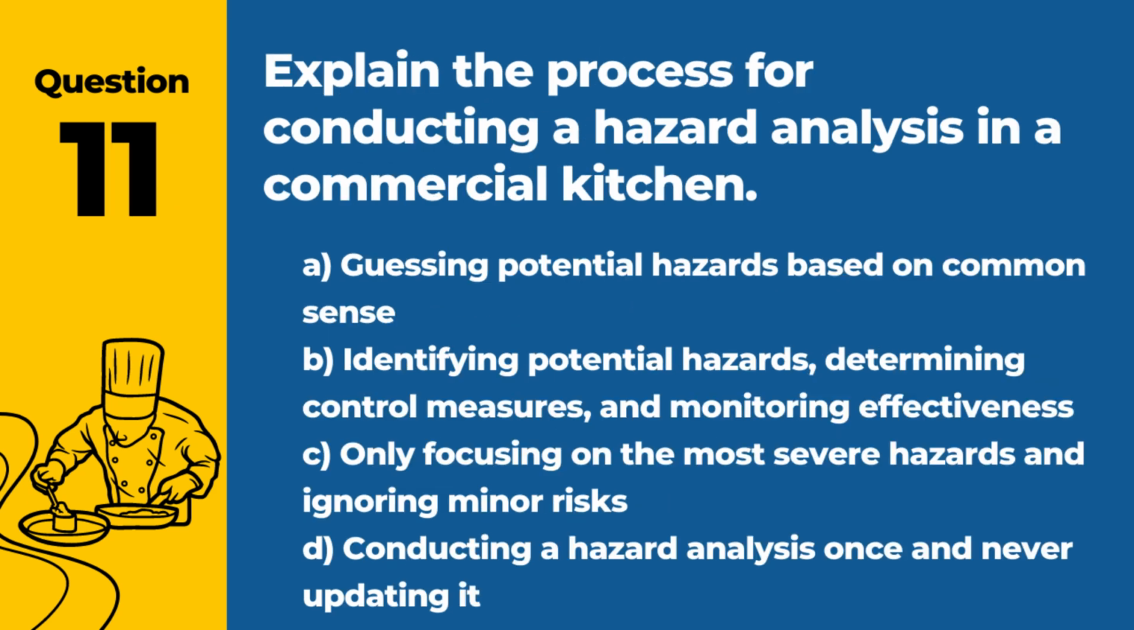Question 11. Explain the process for conducting a hazard analysis in a commercial kitchen. A. Guessing potential hazards based on common sense. B. Identifying potential hazards, determining control measures, and monitoring effectiveness. C. Only focusing on the most severe hazards and ignoring minor risks. D. Conducting a hazard analysis once and never updating it.